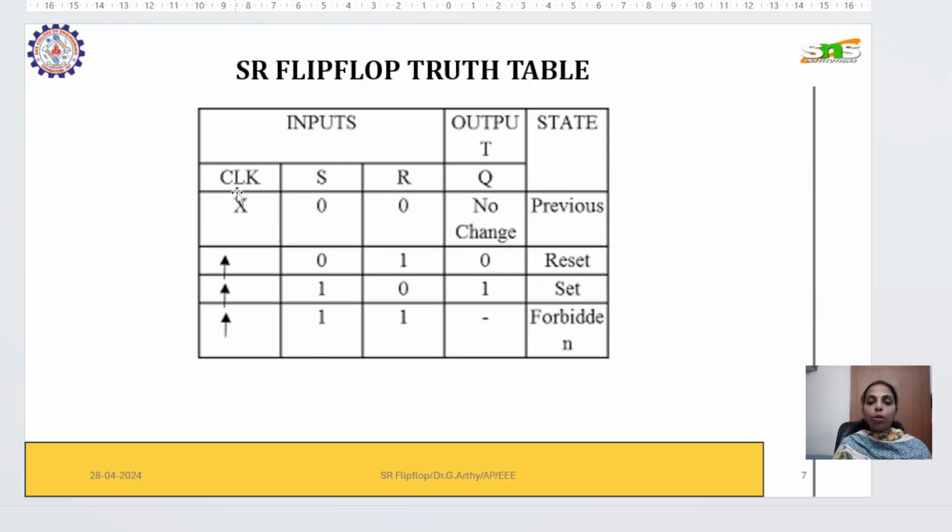When there is no clock, there is no change. 0 0, there is no change. It is the same as in the latch. So when we give a clock for 0 1, the output Q will be 0 and Q dash will be 1. When it is 1 0, Q will be 1 and Q dash will be 0. When it is 1 1, it becomes a forbidden state.